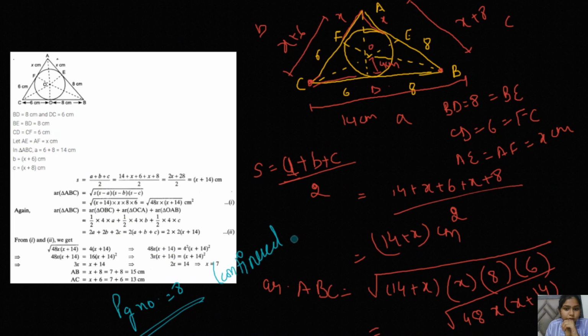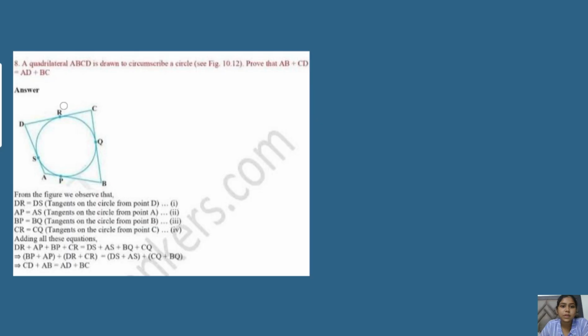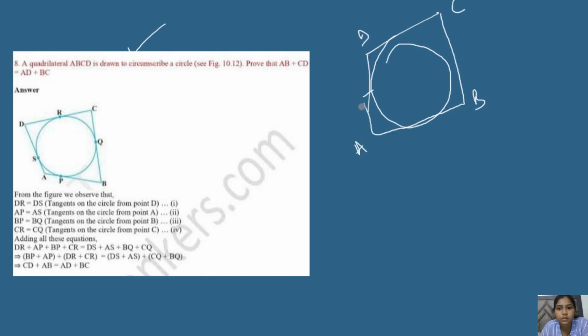Now look at another question. A quadrilateral ABCD is drawn to circumscribe a circle. What do you mean by circumscribe? When a quadrilateral has a circle inside it, then we call it circumscribed. So this is a particular quadrilateral, let it be drawn in any shape. This is just a quadrilateral, right? I have made just a rough picture because the picture is very clear in the question, so you can have a look there too. I have drawn the picture for myself only. So prove that AB plus CD is equal to AD plus BC.